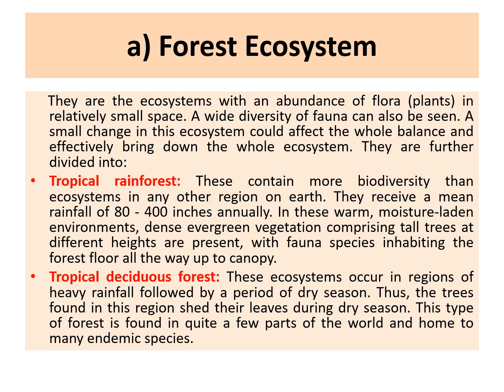The next type is your tropical deciduous forests. Deciduous trees are usually those trees which shed their leaves in a particular season. So the tropical deciduous forests occur in regions where there is a heavy rainfall, but that specific time is followed by a period of dry season where there is very less moisture. Thus, the trees found in this region shed their leaves during this dry season. And this type of forest is found in quite a few parts of the world, and it's thus home to a lot of endemic species which are particularly suited to such a kind of habitat.